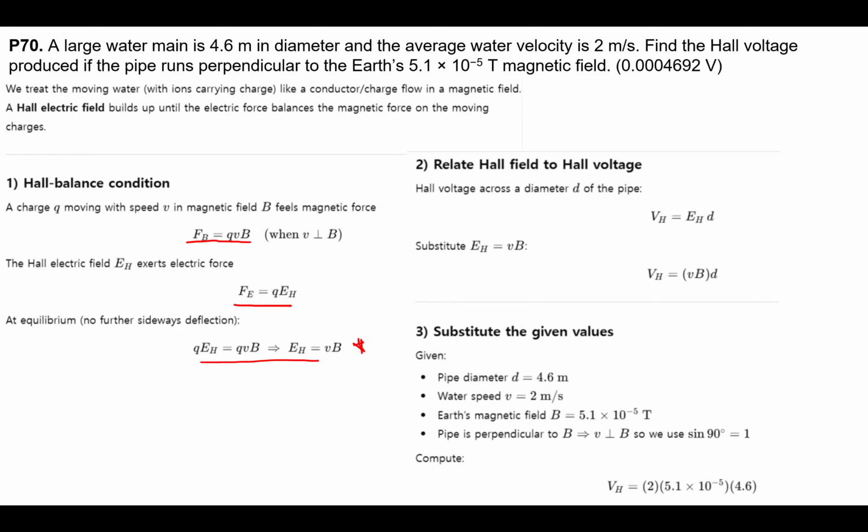What is important to find out is that the question is to find the Hall voltage. The Hall voltage is given by the electric field times d. If you plug in this one, you can find vB times B. E_H is vB.